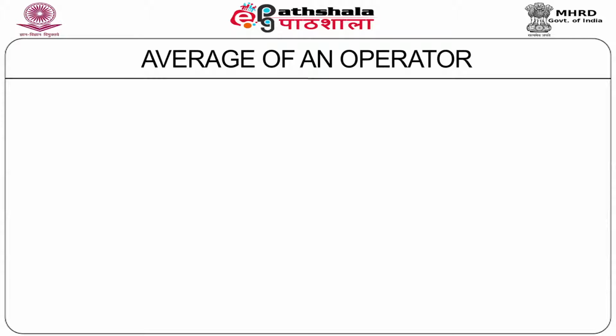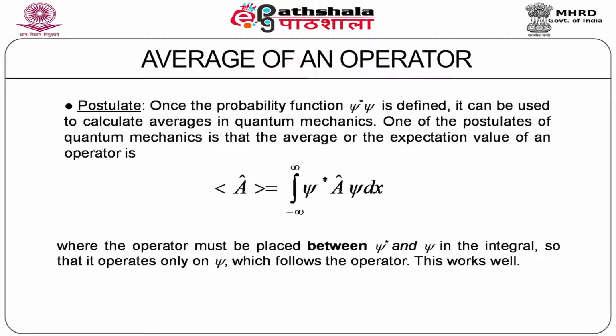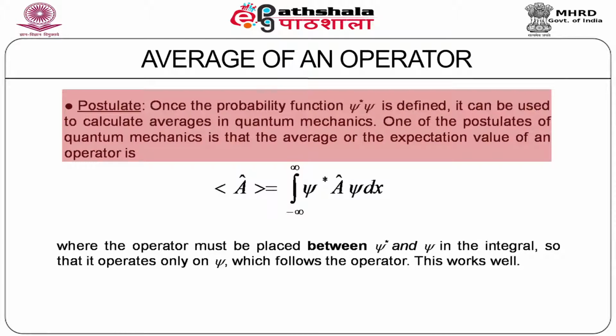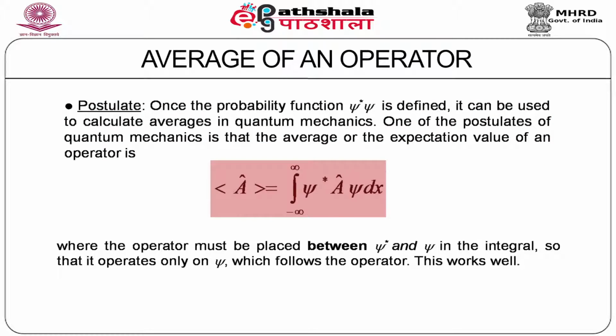So now we come to the average of an operator. How do you define the average of an operator? Once the probability function psi star psi is defined, it can be used to calculate averages in quantum mechanics. One of the postulates of quantum mechanics is that the average, or the expectation value, of an operator A, which is the notation for the average of an operator, is equal to an integral where the operator A is sandwiched between psi star and psi. Of course, as I said, in our case psi is real, so psi star and psi are just the same. So there is psi star, A, psi.